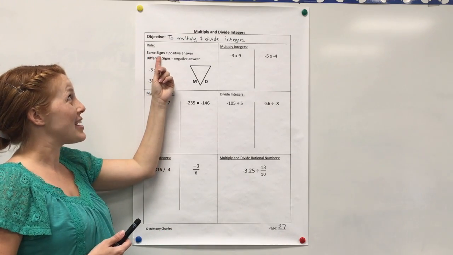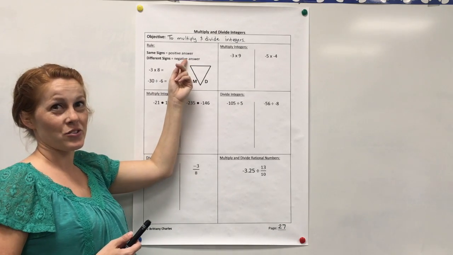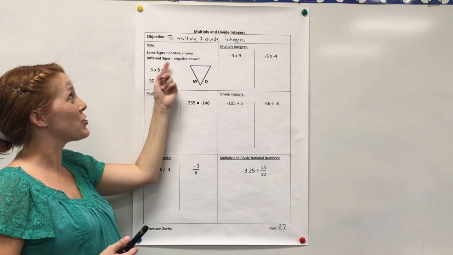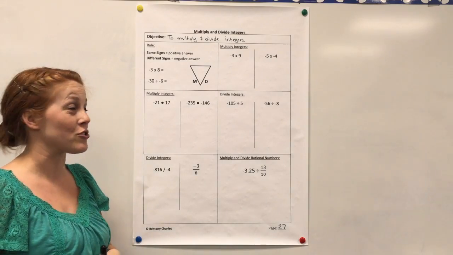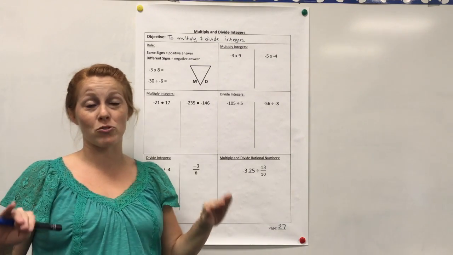So same signs, you're going to have a positive answer. Different signs, you're going to have a negative answer. Now this is different from adding and subtracting integers, so you got to make sure you keep those straight.